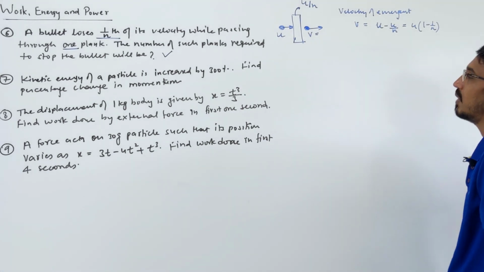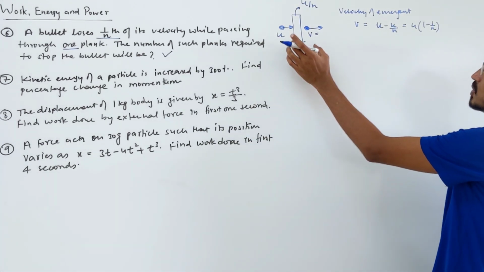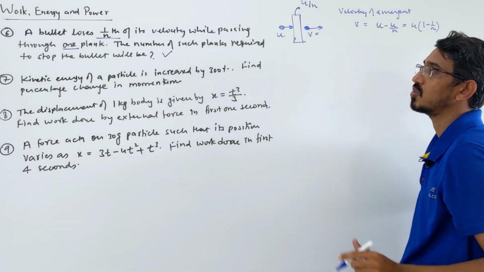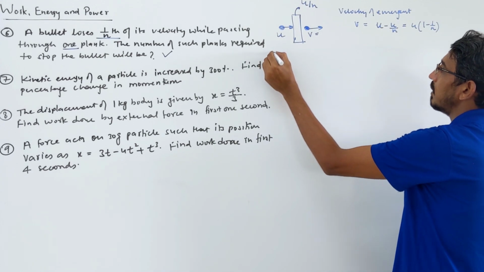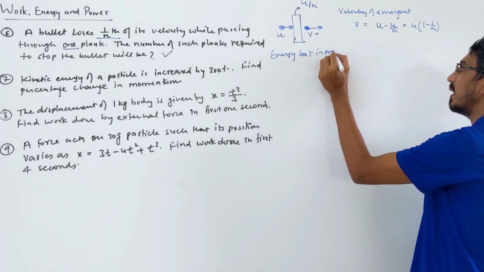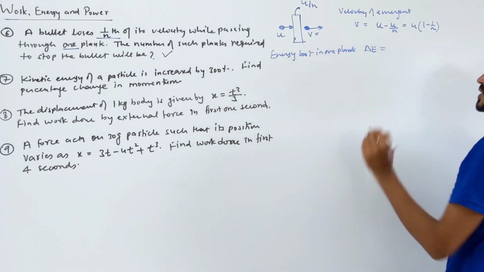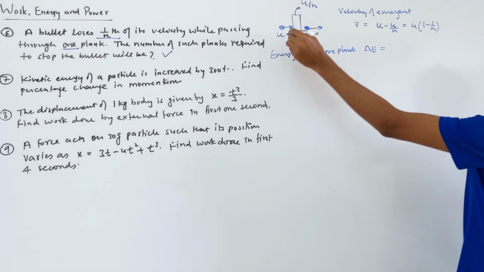Now, we want to know how much energy is lost in this one plank. I am writing energy lost in one plank. So energy lost will be equal to how much? Initial energy minus final. Initial means what?